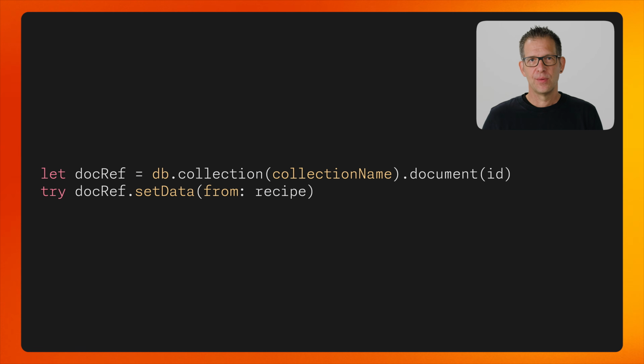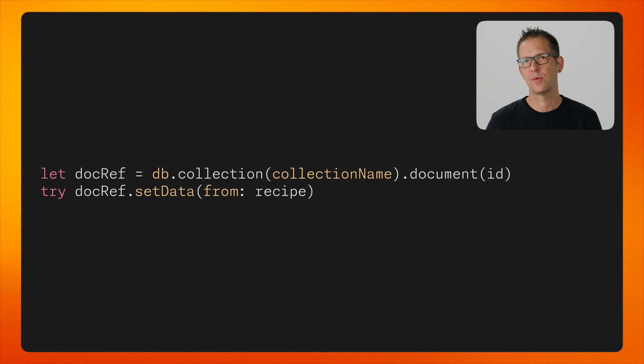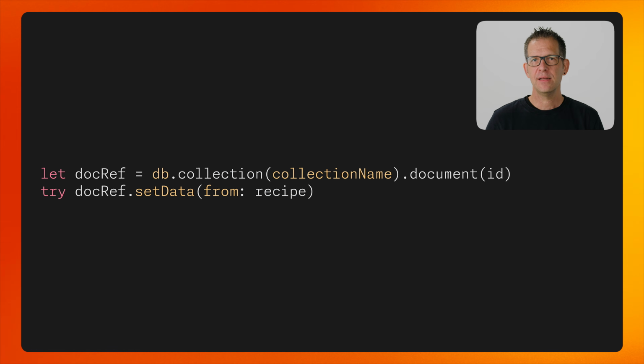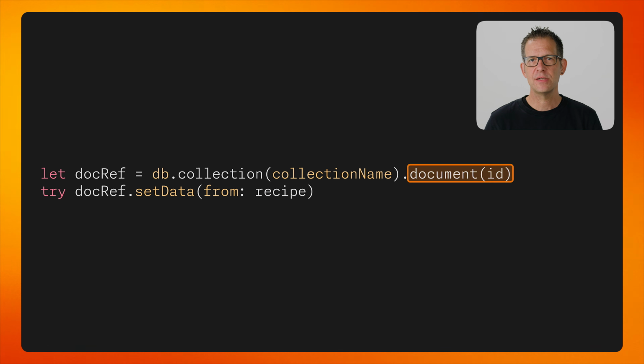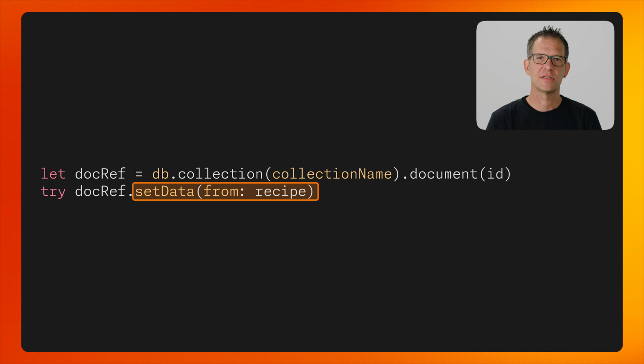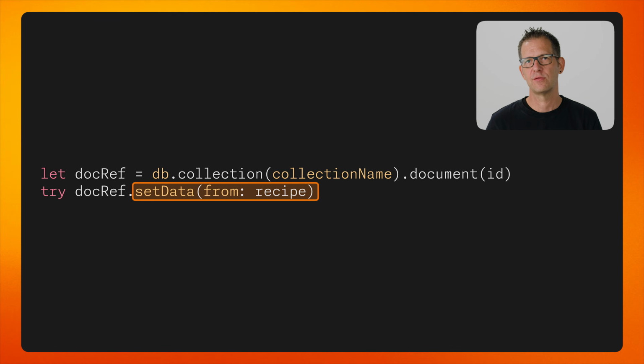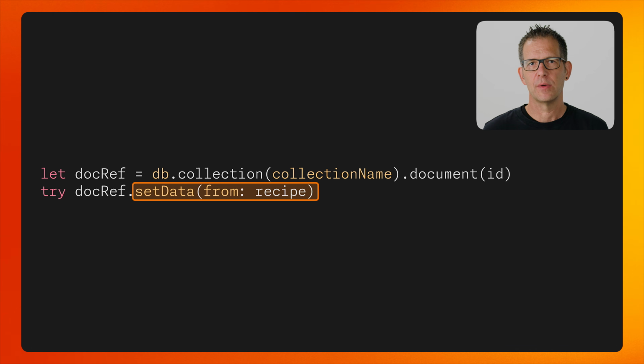With this in place, we can now write some code that marks a recipe as a favorite. All we need to do is toggle the isFavorite property on the Swift struct, for example, when the user taps the star button on the recipe details screen. Then we get a reference to the document that represents this recipe. And finally, we call setData(from:) on this document reference, passing in the updated recipe. The Firebase SDK will use Codable to map the recipe and update the Firestore document.